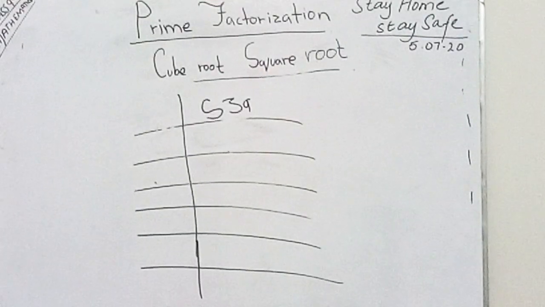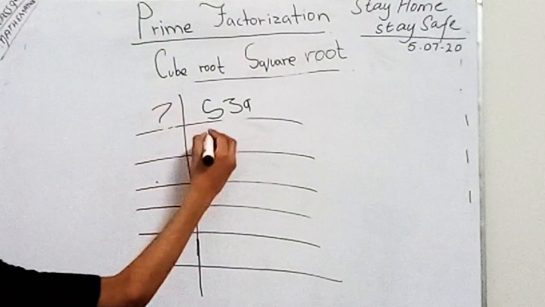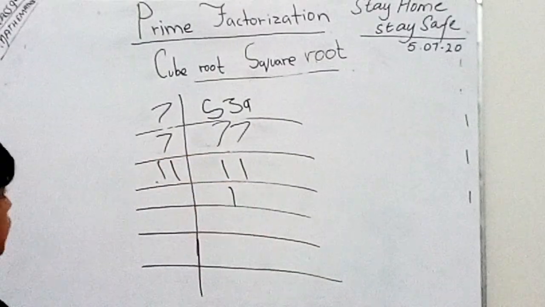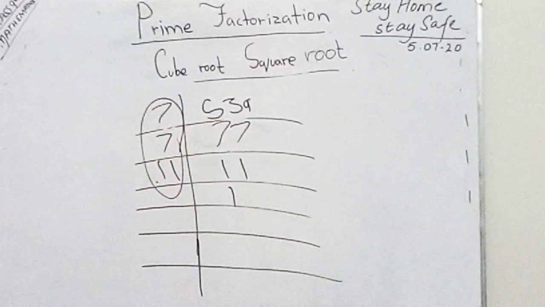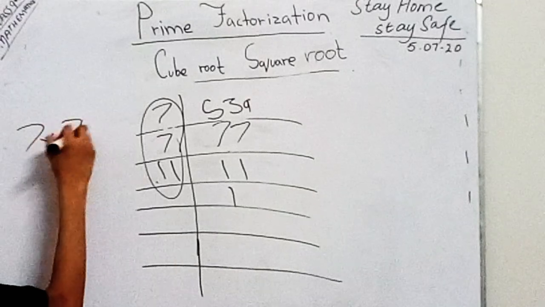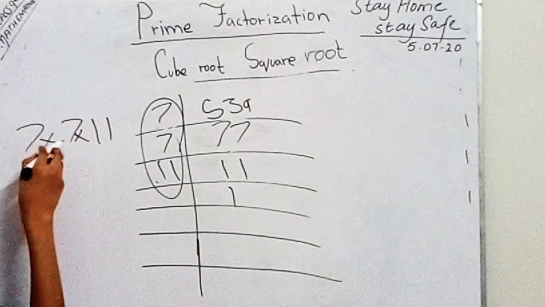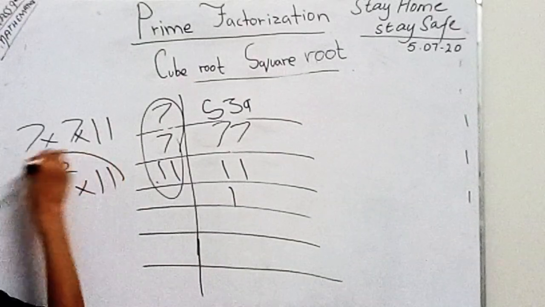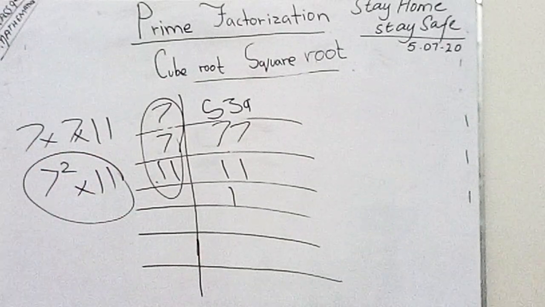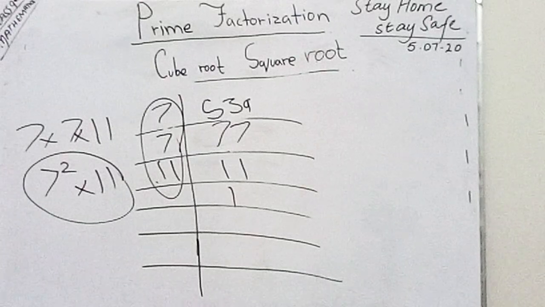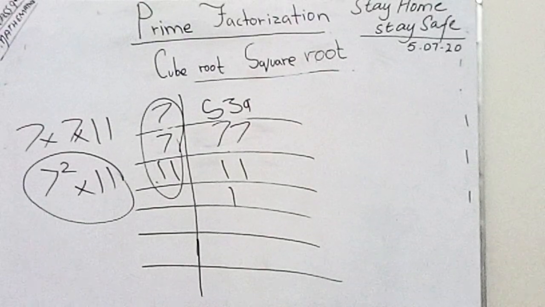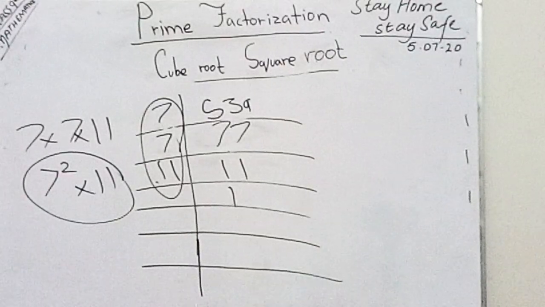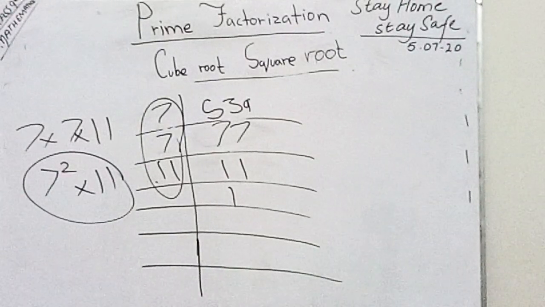539 comes in the table of 7, then again 7, then 11. We got our three factors, so write them over here. We got two same numbers, so we'll write 7 squared multiplied by 11, and this is our prime factors answer. It's very easy. If you have any questions, you can ask, and you can also try some other examples.